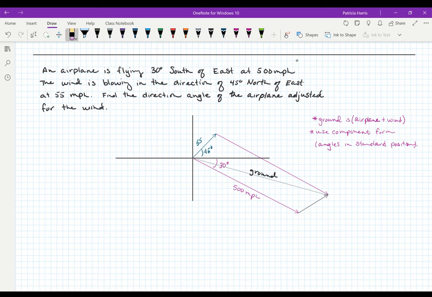Okay, and again, as I said, I do like component form for this. I find it easier. Now the problem is that one of our angles here is not in standard position. So this 30-degree angle is not in standard position. So when we do our component form, we're going to have to fix that. All right, so let's do the airplane first.